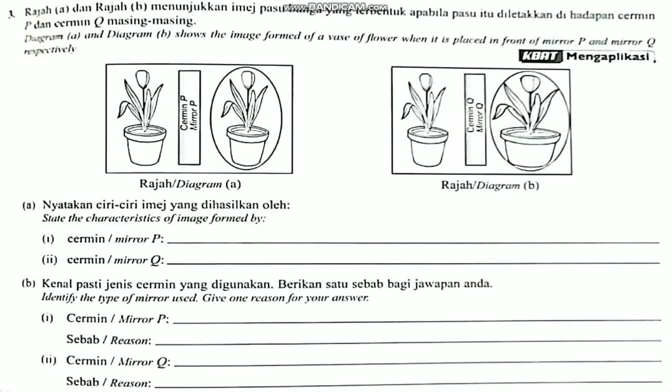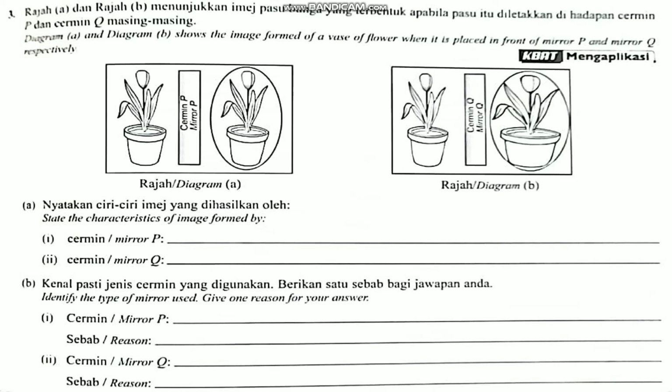Question 2. Diagram A and Diagram B shows the image form of a vase of flower when it is placed in front of mirror P and mirror Q respectively. A. State the characteristics of image formed by mirror P and mirror Q. B. Identify the type of mirror used. Give one reason for your answer. You may pause the video for a while to complete the questions. Now I'll show the answers.